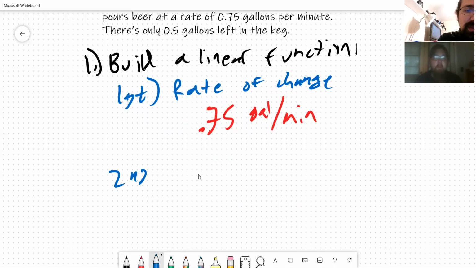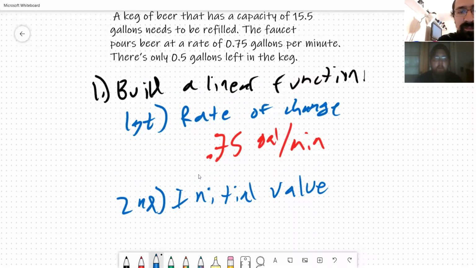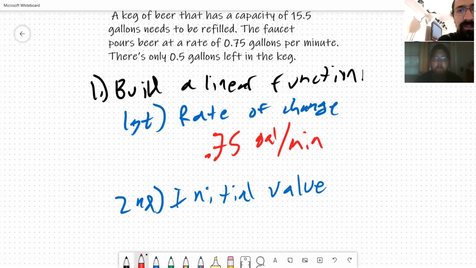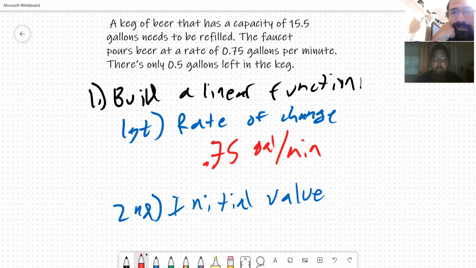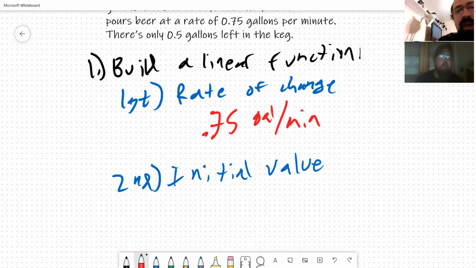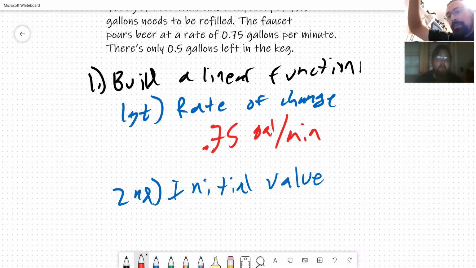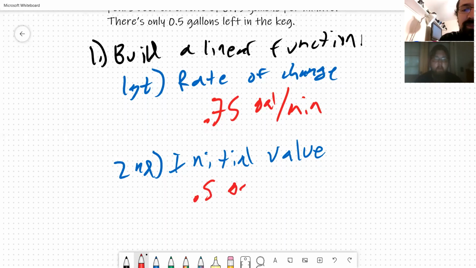The second order of business is to find an initial value, if there is one. The initial value is either the 0.5 that's left or the capacity of 15.5. I guess it's probably the 0.5 that's left. Very good. The reason is that you're trying to fill it up, so you already have 0.5 in it. Excellent, good job.